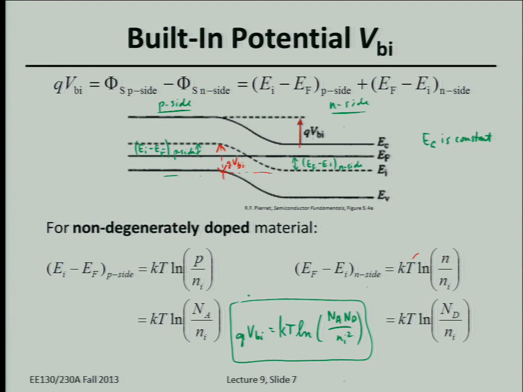Does that make sense? Hopefully it makes sense that the more heavily you dope, either the P side or the N side, the farther away the Fermi level is from the intrinsic Fermi level on each side of the junction, and so you're going to have a larger built-in potential. Qualitatively, why does that make sense? If you increase the doping on the P side of a PN junction, why should the built-in potential be larger?